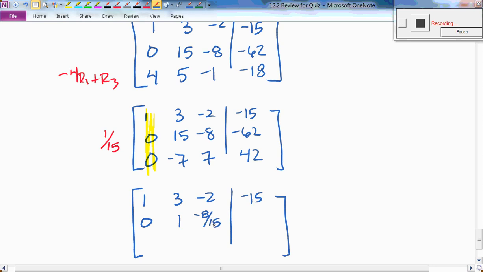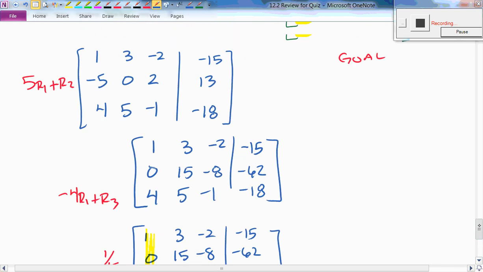This is going to be -8/15. Don't freak out. It's just a fraction. Who cares? This is going to be -62/15. Don't freak out. It's just a fraction. Who cares? Deal with it. Don't worry about it. Okay, then I'm going to have a 0, a -7, a 7, and a 42. Okay? So far, so good?